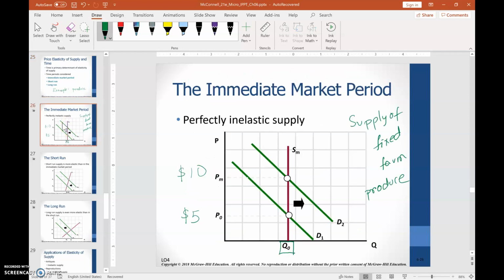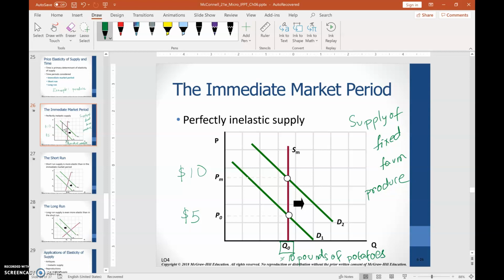So in the immediate market period, the supply of farm produce is fixed. No matter how much the demand increases, the quantity stays the same, only the price will go up. Say a farmer decides to sell 10 pounds of potatoes, and he has a fixed supply of potatoes.